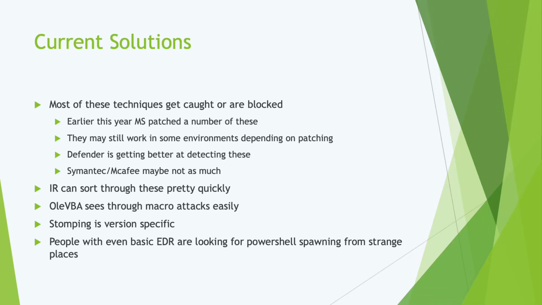And so the stuff that I'm going to be talking about is for when these things don't work. But like I said, IR can sort through these really quickly. One of the ones that I look at when I'm looking at my payloads to see what is really out there is OLE VBA. OLE VBA is a Python tool that will dump the macro out of an Office document and then give you some basic analysis.